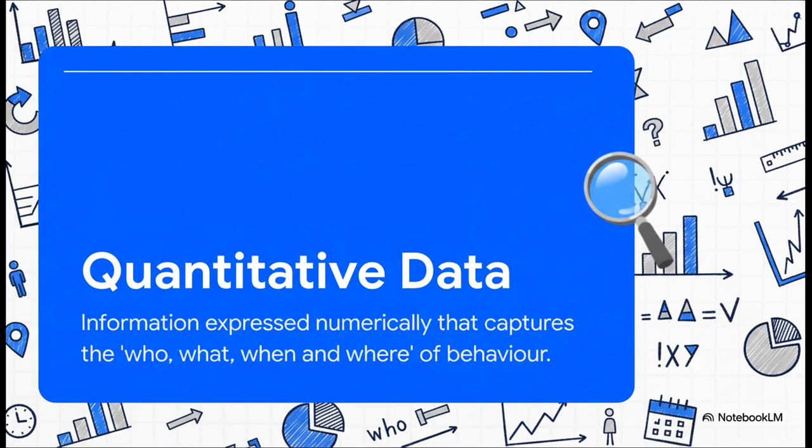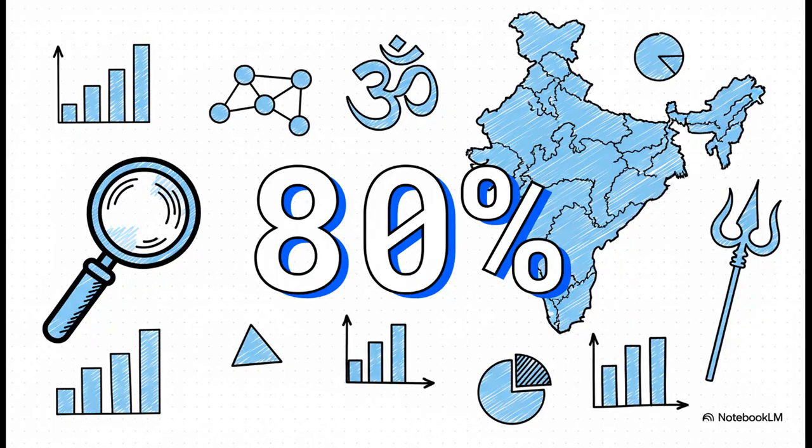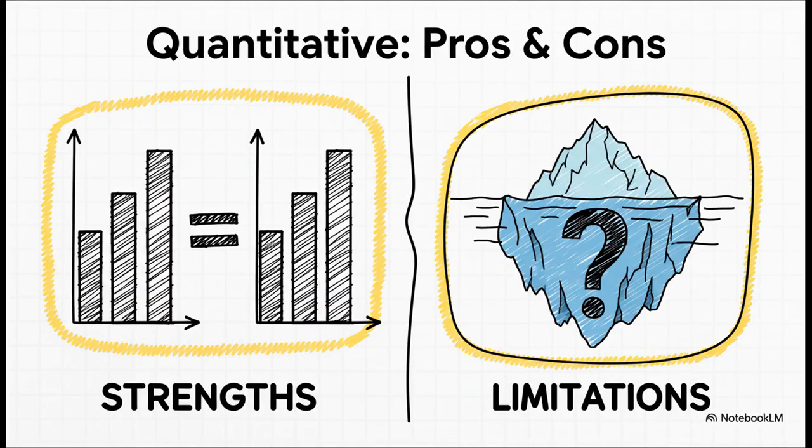Quantitative data is pretty straightforward. It's any information you can express with a number. Its job is to capture the who, what, when, and where of something in a way that you can actually measure, count, and compare. So for example, a piece of quantitative data could just be a percentage. A statement like around 80% of Indians follow the Hindu religion gives us a really clear, measurable snapshot. It's a hard fact. And the strength of numbers is that they're clear and easy to compare. But here's the limitation. They can also be kind of superficial. That 80% number tells us what people identify as, but it tells us absolutely nothing about why they do or what their beliefs really mean to them in their daily lives.